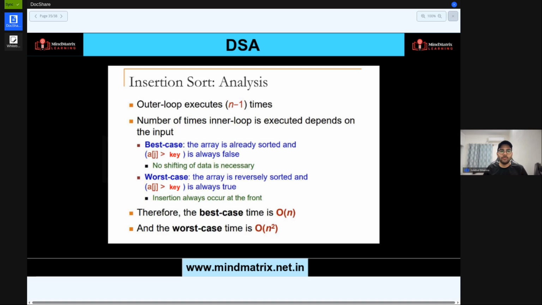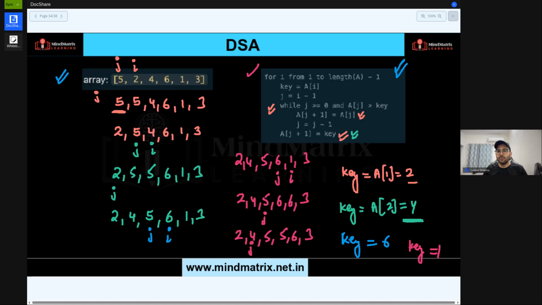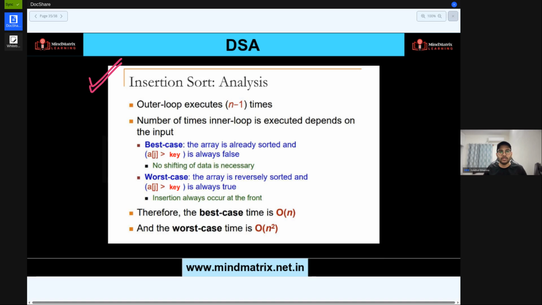So let's talk about the analysis part. The outer loop is running how many times? Carefully see this, where we have the pseudo code. So this is the outer loop. How many times is it running? It is not starting from 0. It is starting from 1, right? From 1 to n minus 1. So how many times? n minus 1 times. So the outer loop will run n minus 1 times.